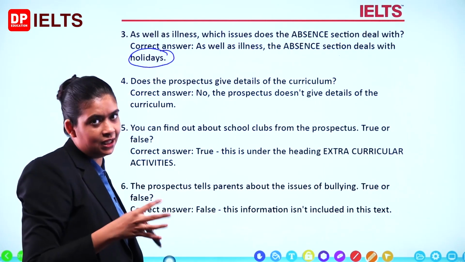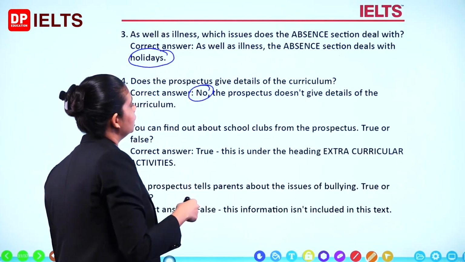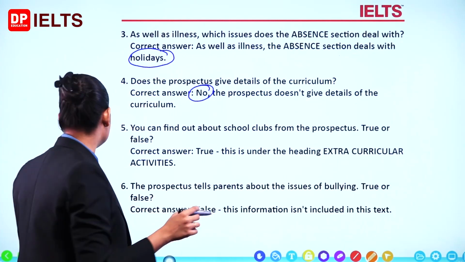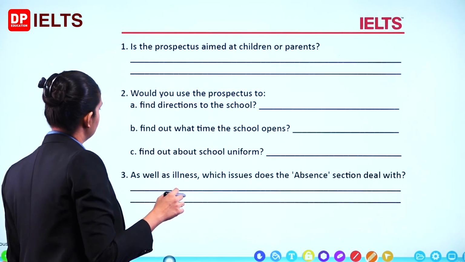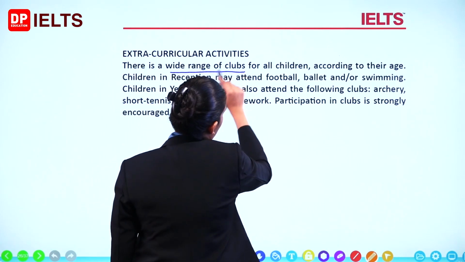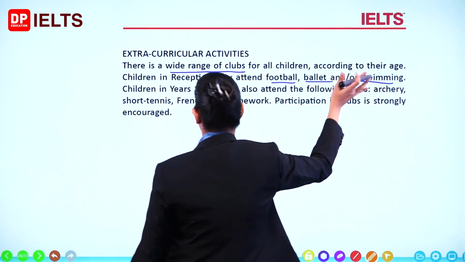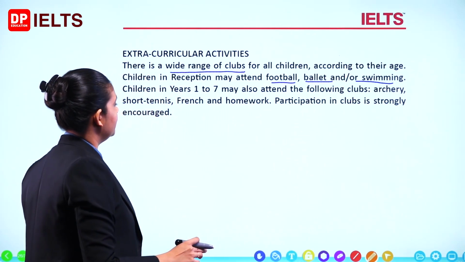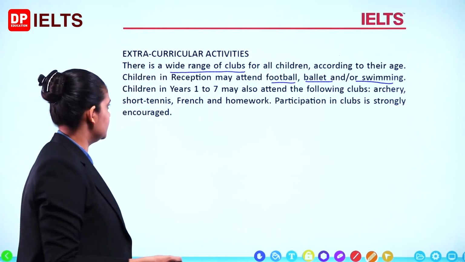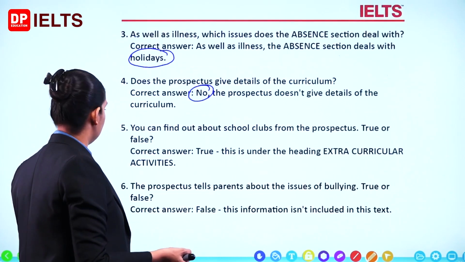Does the prospectus give details of the curriculum? No, there wasn't any information about the curriculum, so no. You can find school clubs from the prospectus. Yes, under the extracurricular activities, it does talk about the school clubs. A wide range of clubs for children to attend, right? So you may attend football, ballet, swimming, all of those things. The following clubs are there: archery, short tennis, French and homework. Those are the clubs, right? So there you go, yes, we do have details about the clubs.